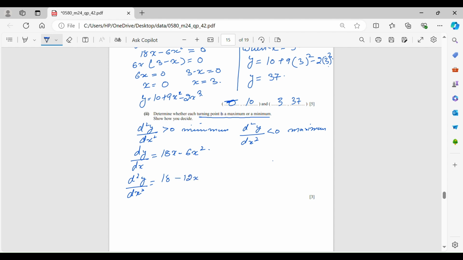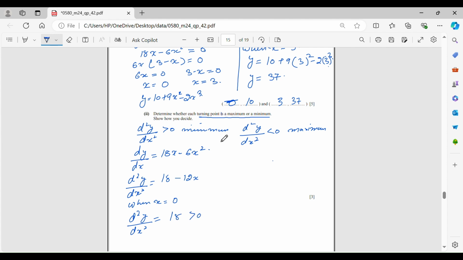Now when x is equal to 0, then d square y by dx square will be equal to 18, which is greater than 0, so it's a minimum. So it's a minimum at x equal to 0.